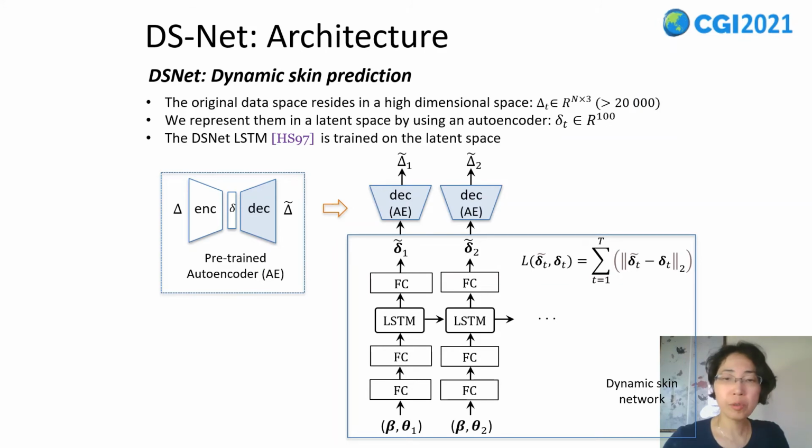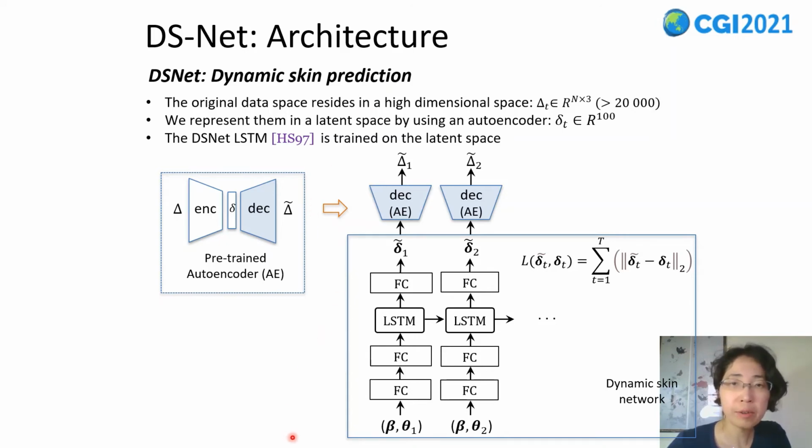This slide shows the architecture of our DSNet. At the core of our network is an LSTM, which has been chosen for its ability to learn over sequence data with its memory of its previous predictions. Our DSNet takes the body shape vector beta concatenated with theta as an input and generates the nonlinear dynamic skin deformation at each time step.